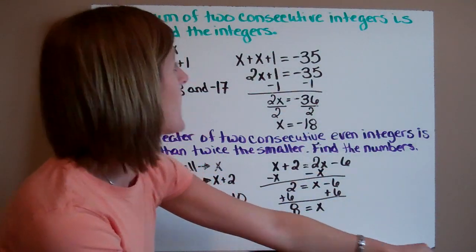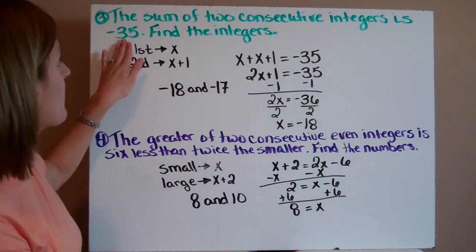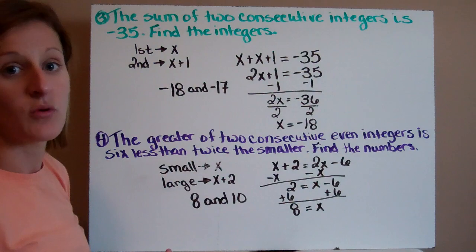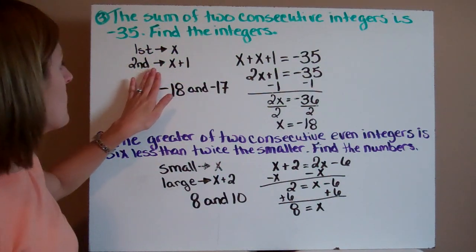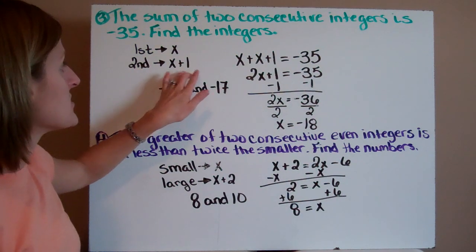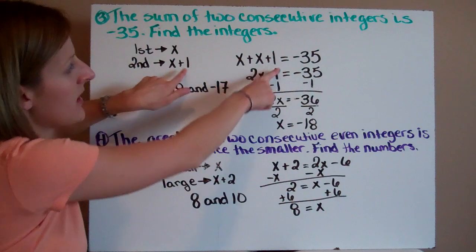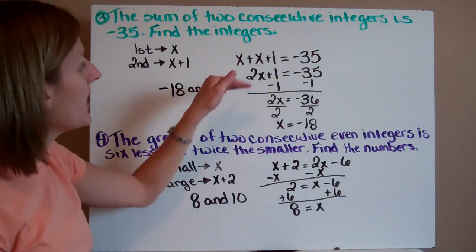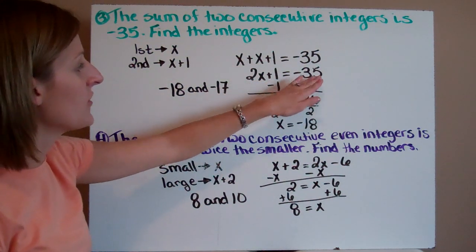Alright, this third one asks: the sum of 2 consecutive integers is negative 35, and it wants us to find the integers. Now it's 2 consecutive ones, one after another. So the first one's going to be x, the second one's going to be x plus 1. So I add the 2 together, the first one plus the second one, and set it equal to the sum, which is negative 35. Okay, combine like terms. x and x is 2x plus 1 equals negative 35.